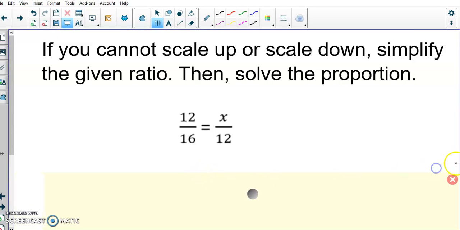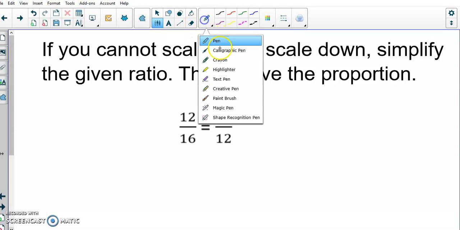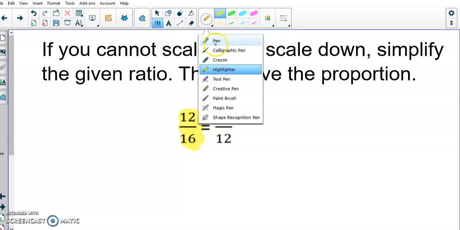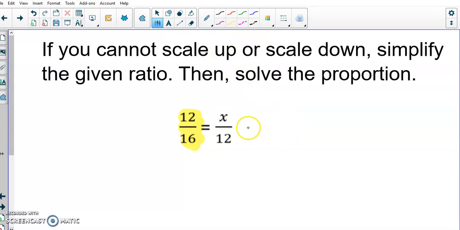So if we look at this example, 12 to 16 equals x to 12. I'm going to highlight the given ratio. This is the ratio we're going to simplify first. You always simplify the one that has two numbers in it. We can't simplify the one with the x, we won't be able to do it.